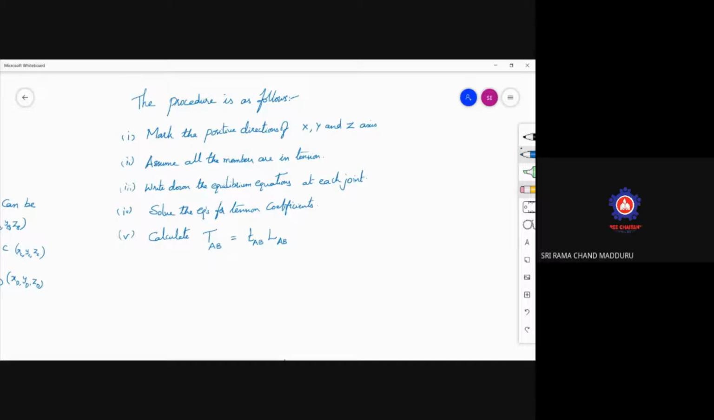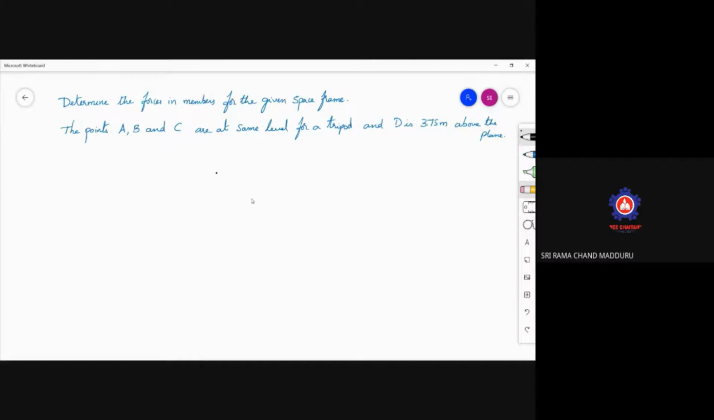So this is the procedure that is followed to analyze the forces in the members. I will take one small problem and explain today. Now the remaining problems we will solve in the next class. Okay, so note down the problem. Just understand this problem. You have already seen a tripod. A tripod looks like this. It will be having three legs. These are the points A, B, C, and here at the top a plane is there.